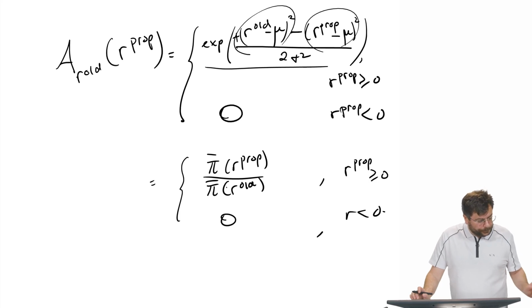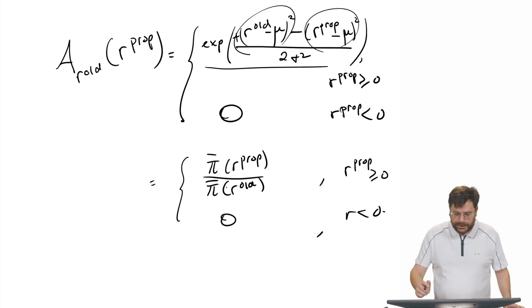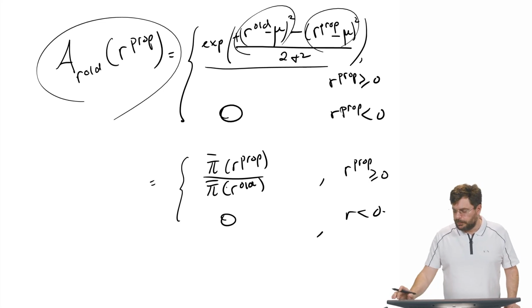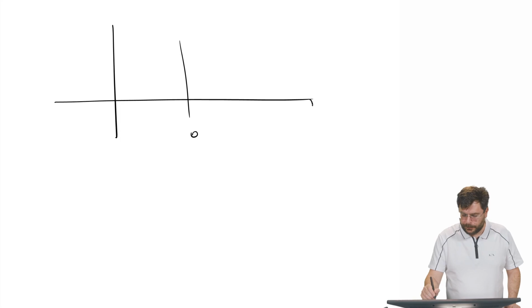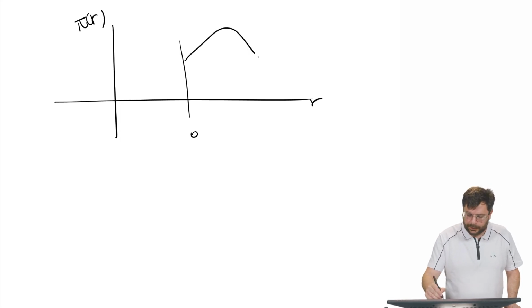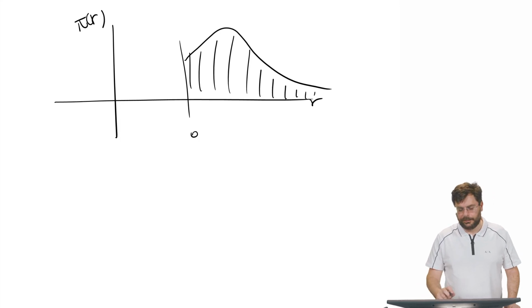So, great. At this point here now, we also have our acceptance criterion. So, recall, our goal was to draw samples from this distribution here.